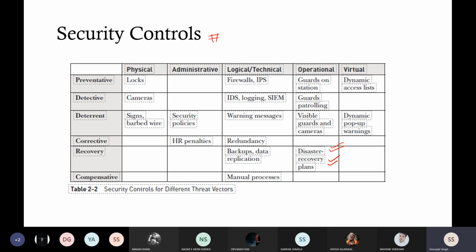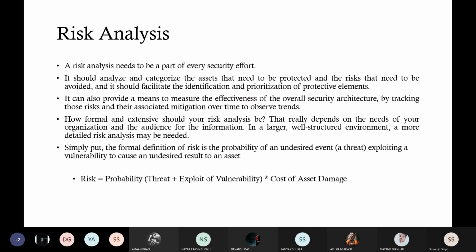I'll list out the various kinds of attacks here. So these are some security controls, you can read about them. The thing is how to analyze a risk. Risk analysis is a very important task. You have to analyze it using a formula, that is the probability of any kind of threat, also referred to as an incident.